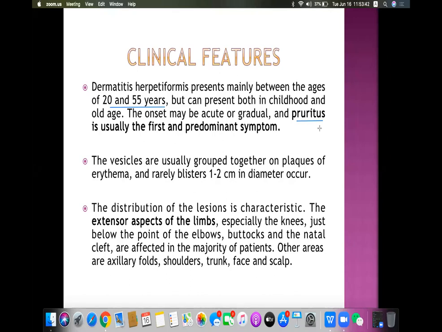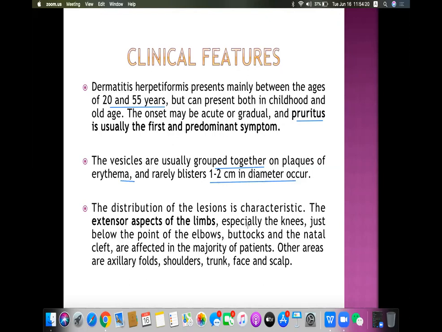Remember, itching is not a problem in pemphigus vulgaris, and a slight amount of itching may be present in bullous pemphigoid, but in this condition, itching is much more severe. Now, the vesicles are usually grouped together on plaques of erythema, and rarely blisters 1 to 2 centimeter in diameter. So they don't form big blisters, and the reason is they are subepidermal in origin. That's why they are not commonly seen outside as a blister.